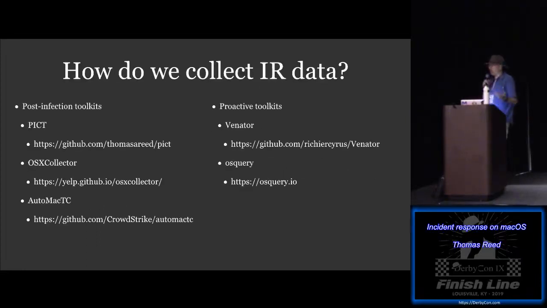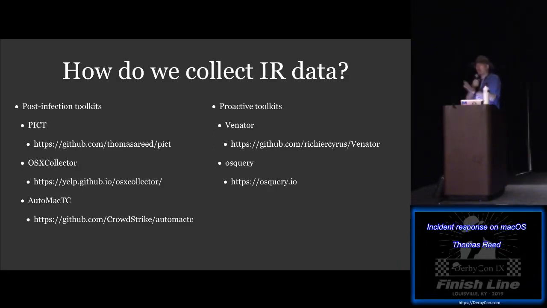So how do we collect IR data? I've got a list here of some different scripts. The first one there, picked, that's one that I created recently, put it up on GitHub. It's a bunch of Python scripts built to be extensible, so you can write your own modules for it if you don't like what I did. But there are a lot of other really good tools, and they all have different strengths and weaknesses. So I encourage you to explore. So these are some other good options here: OSX Collector and Automactic, however you say that. And those are more on the incident response side.